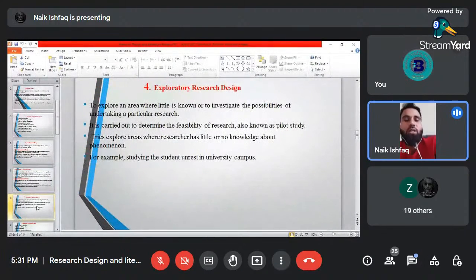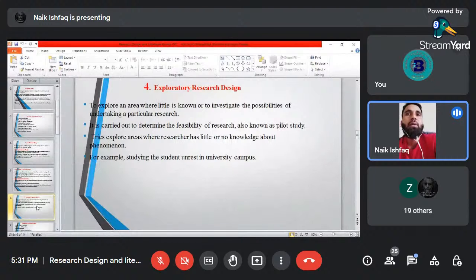And the fourth one is exploratory research design. In this type of research design, we try to explore an area where a little knowledge is known, where we don't have enough knowledge. Here the researcher tries to explore an area where little is known or to investigate the possibilities of undertaking a particular research. The researcher looks at the possibilities of how research can be done in this field. Not much knowledge is available related to any issue, any problem, so there we use exploratory research design.